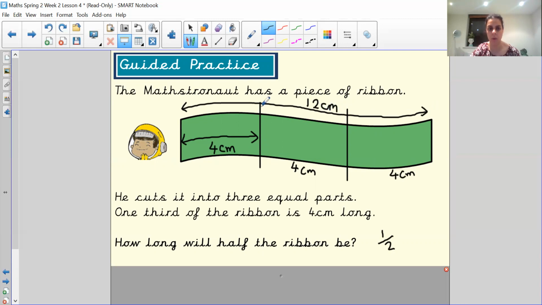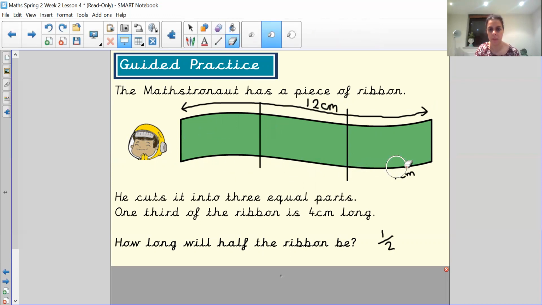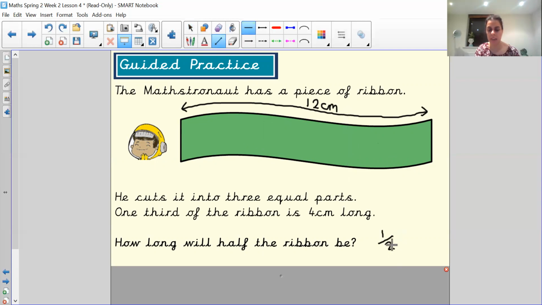So now I can actually rub these sections out because I don't even need those sections, and I can delete these lines, so I don't even need these lines. It's now asking me to find half. Half looks like this, so I'm going to now split my ribbon into two. It's going to say about there.